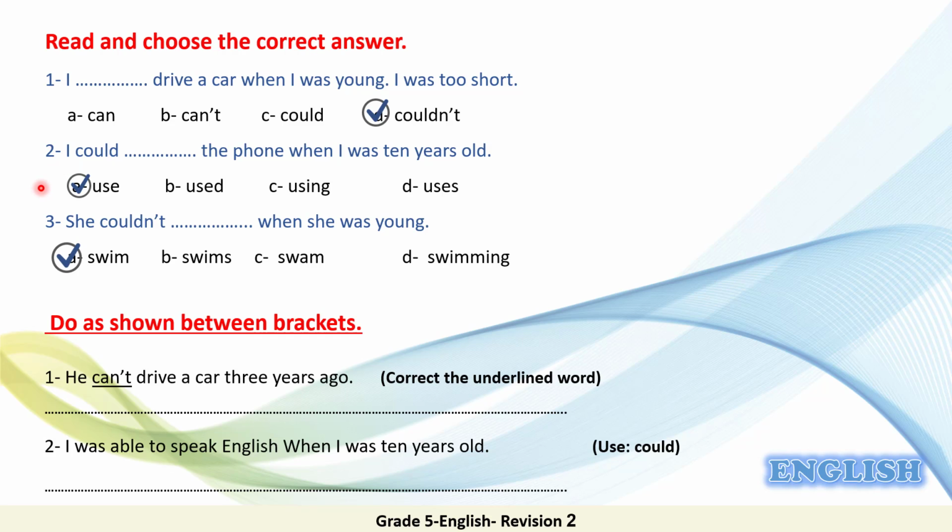Remember here that could and couldn't both are followed by the verb in infinitive form. Could here is followed by use and couldn't is followed by swim. Do as shown between brackets. He can't drive a car 3 years ago. Correct the underlined verb. Can't is in present tense, while the sentence is in the past. Notice the key word, ago. So the answer is, good job, couldn't. Pause the video and do this one. Now check your answers.